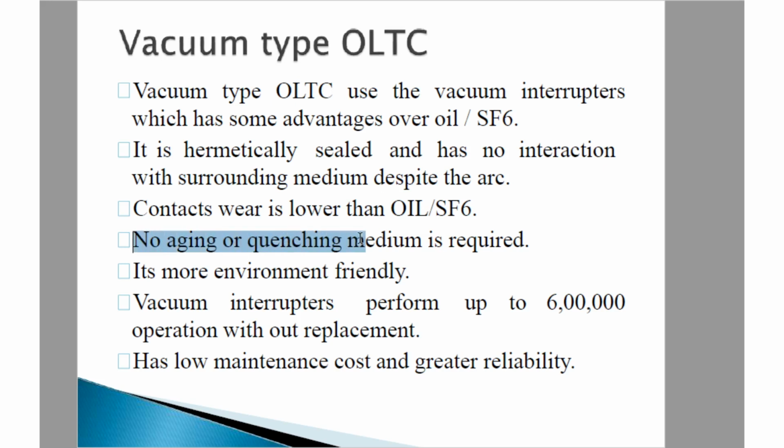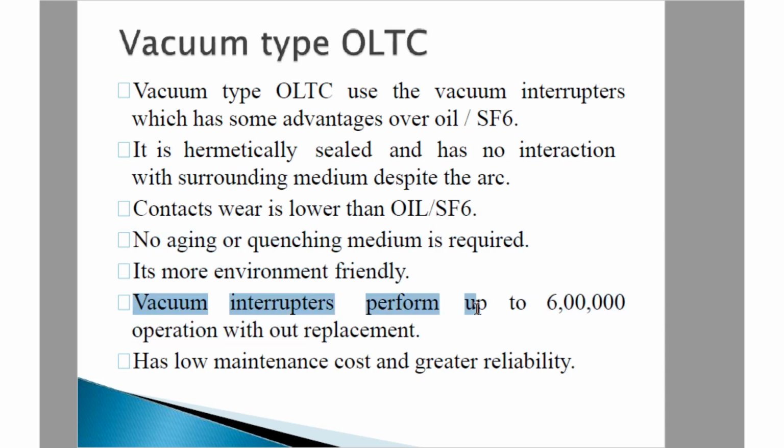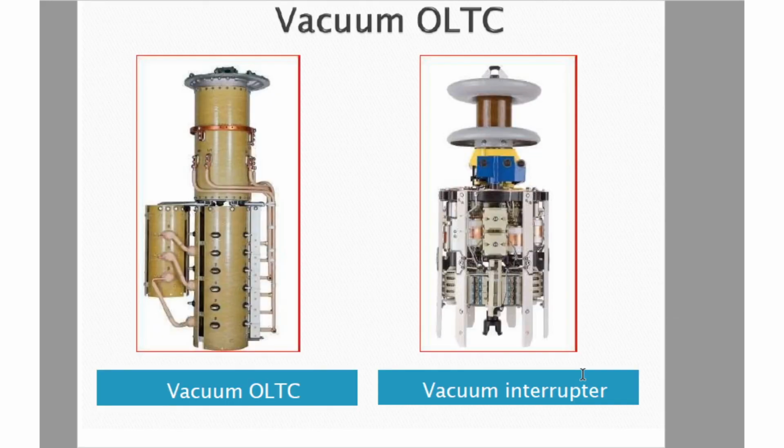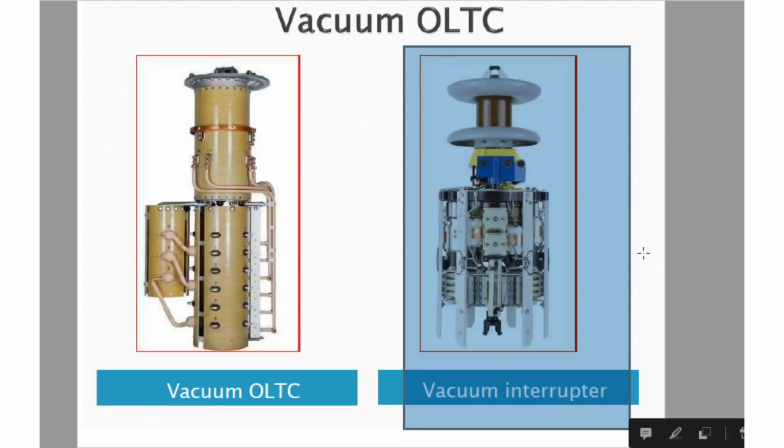No arcing or quenching medium is required, so that is advantageous. It's more environment friendly. Vacuum interrupters perform up to 6 lakh operations without replacement. And vacuum interrupters have low maintenance cost and greater reliability. So these are the pictures of vacuum OLTC and this is inside this, so that is called the vacuum interrupter.